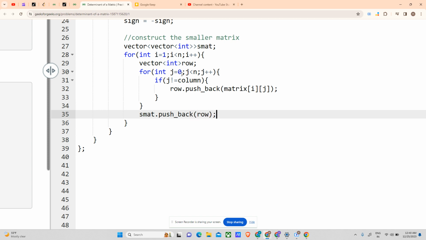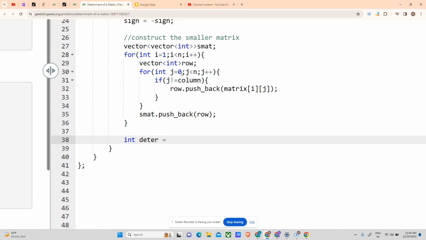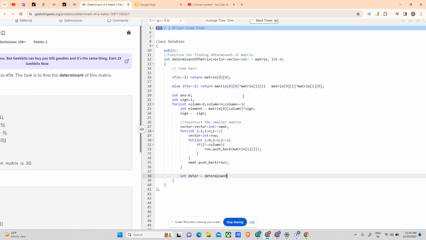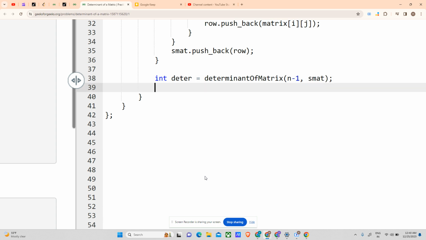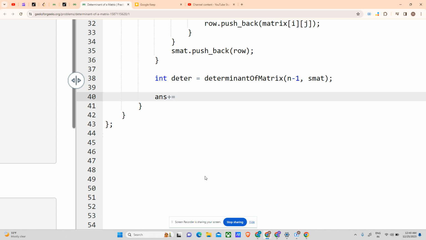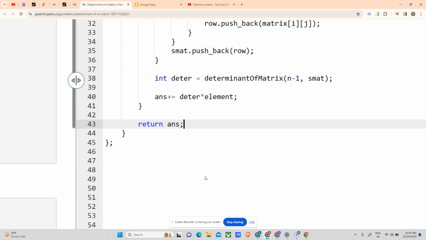After that, calculate the determinant of the smaller matrix. Int data equals determinant. If you can see, it is the determinant of matrix. So let me copy this. Determinant of matrix. It would be now n minus 1 is the size and smat is the new matrix. After that, answer plus equals data star element, and then return the answer.